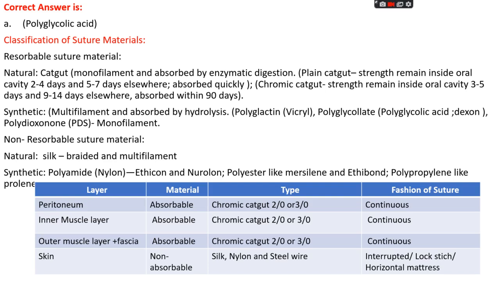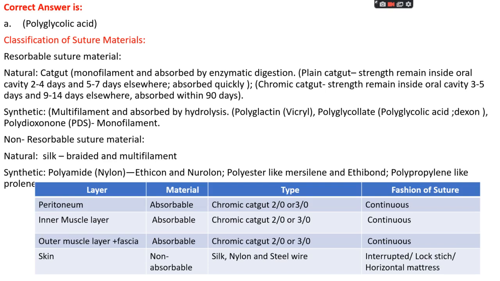If we see, catgut is a monofilament, and it is absorbed by enzymatic digestion. We can also find two types of catgut, plain catgut and chromic catgut. If we compare the stain of plain catgut and chromic catgut, chromic catgut has more stain as compared to plain catgut.